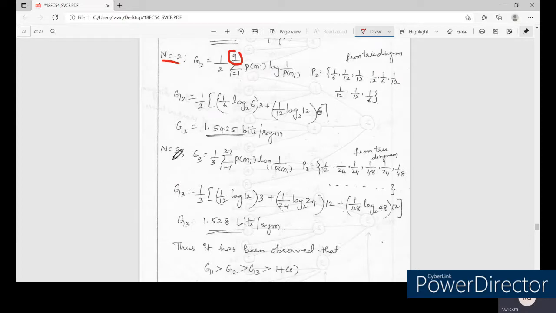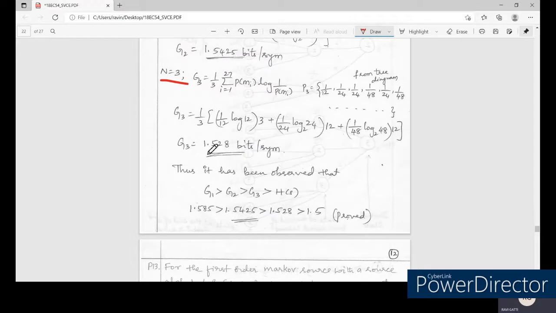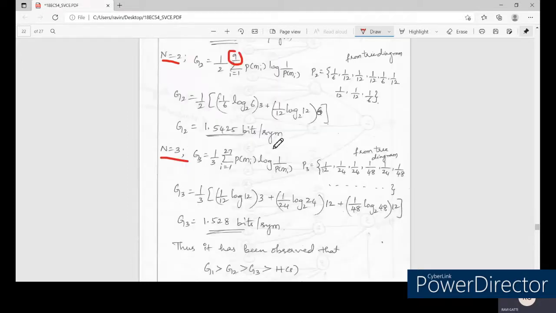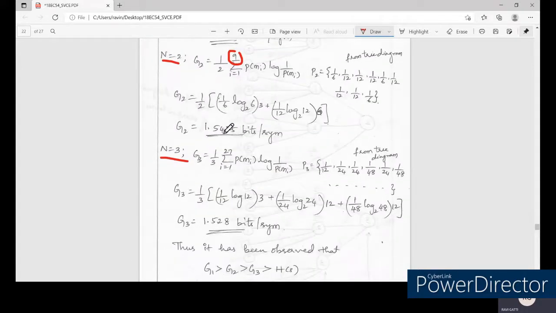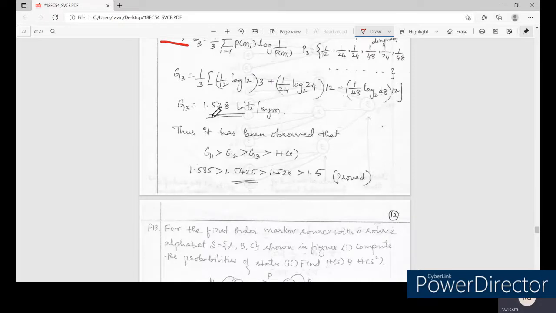Similarly, if I extend this to the third case, where the message has 3 symbols, then you will have a total of 27 different symbols. If I calculate G3 by substituting all these expressions, you will get G3 equal to 1.528 bits per symbol. So you can see here G1 is 1.58, G2 is 1.54, so it has been reduced, and G3 is 1.52, again reduced. And what is H of S? H of S is 1.5.